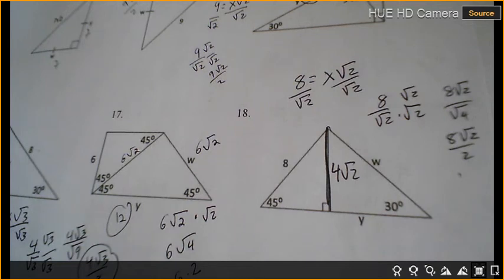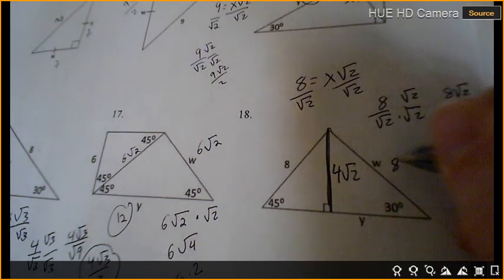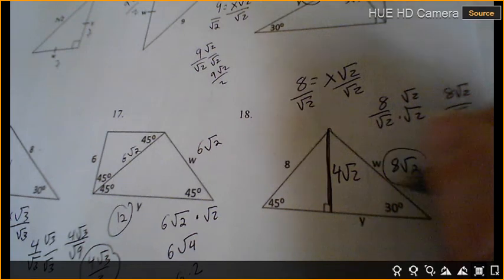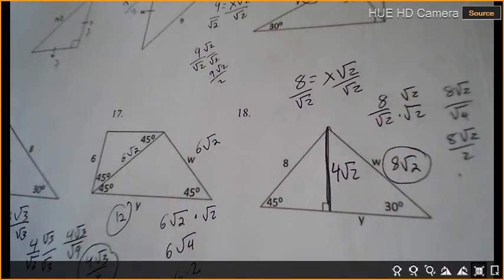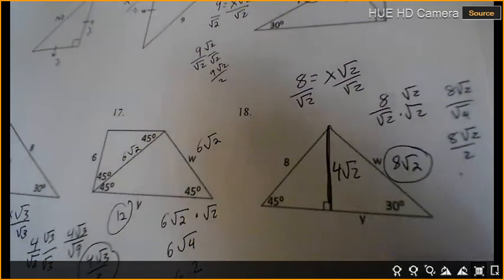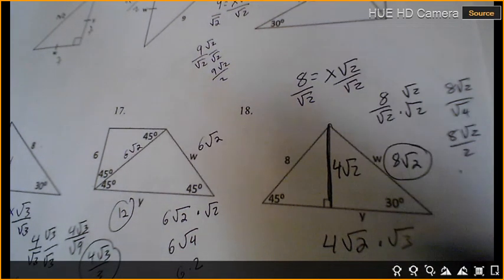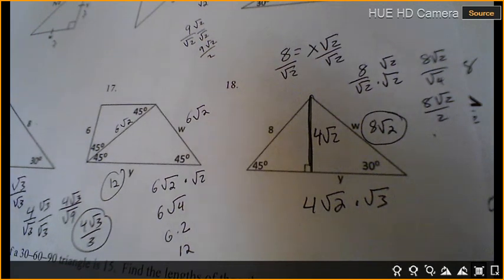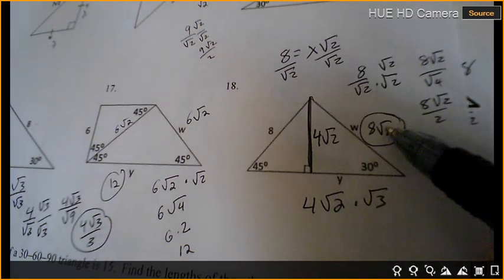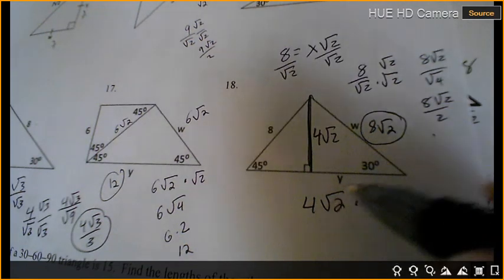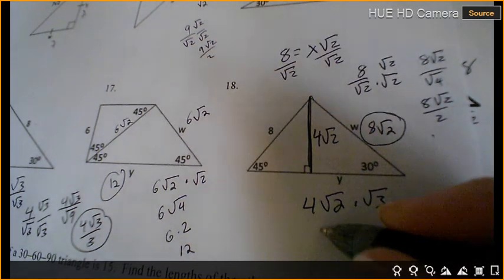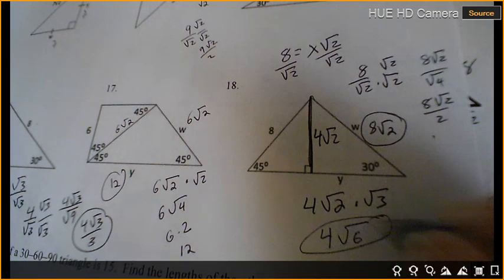Okay, that's across from 30. So what's W going to be? Multiply by 2. So we're going to have 8 square root 2. What's Y going to be? What do we have to do to 4 square root 2 to get Y? Multiply by the square root of 3. Because this side is 4 square root 2, and that's twice as big. 4 square root 2 times the square root of 3 gives us 4 square root 6. That's it.